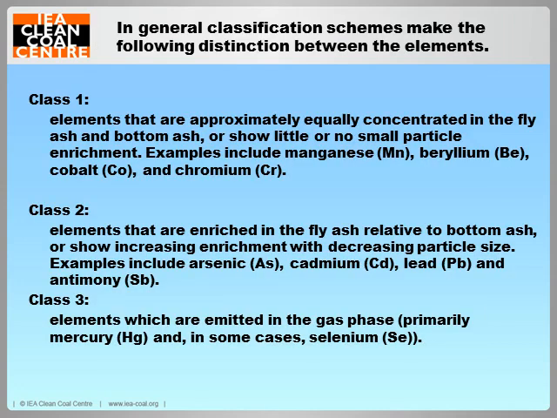The classification schemes generally make the following distinction between the elements. Class 1: elements that are approximately equally concentrated in the fly ash and bottom ash, or show little or no small particle enrichment. Examples include manganese, beryllium, cobalt, and chromium. Class 2: elements that are enriched in the fly ash relative to bottom ash, or show increasing enrichments with decreasing particle size. Examples include arsenic, cadmium, lead, and antimony. Class 3: elements which are emitted in the gas phase, primarily mercury, and in some cases, selenium.